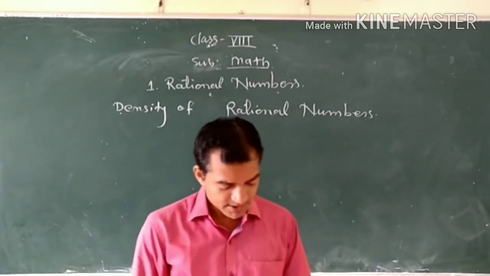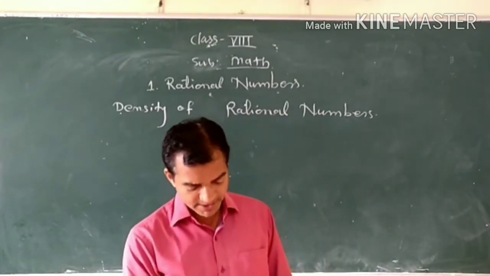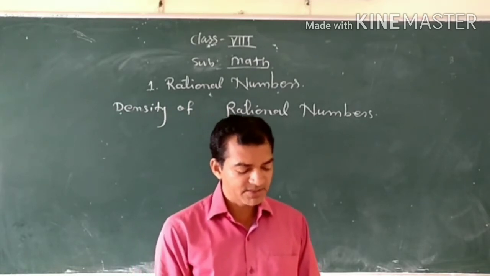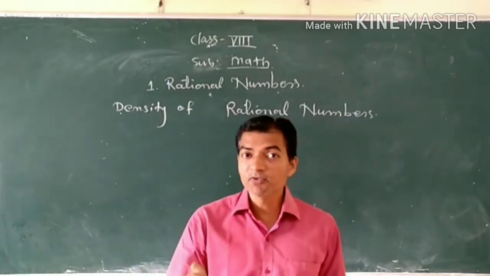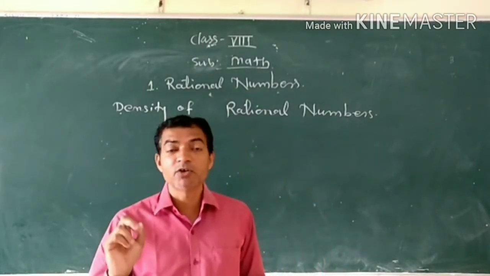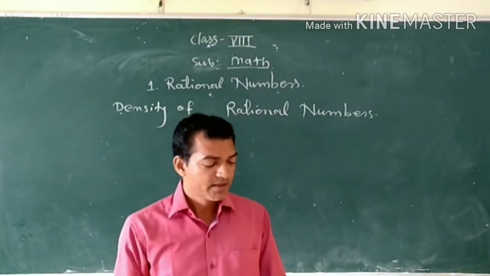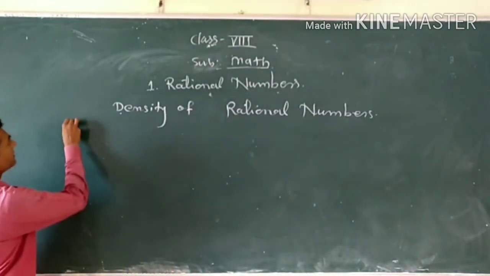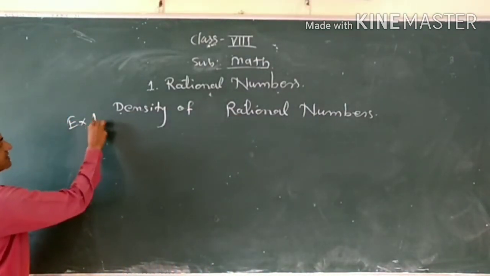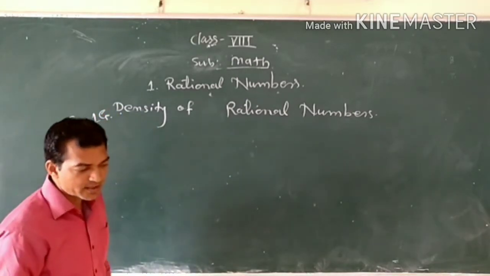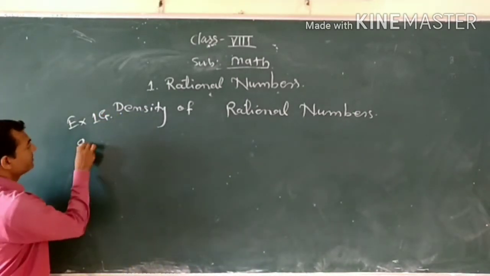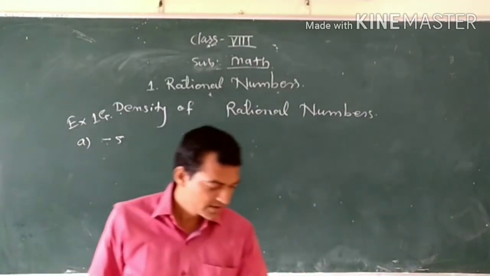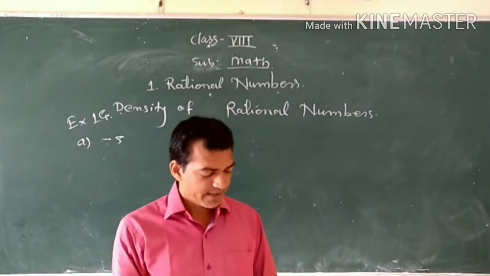What is given here on page number 29? Exercise 1G. Find a rational number between -5 and -6. The heading is what? Find a rational number. It means you have to find only one rational number between -5 and -6.